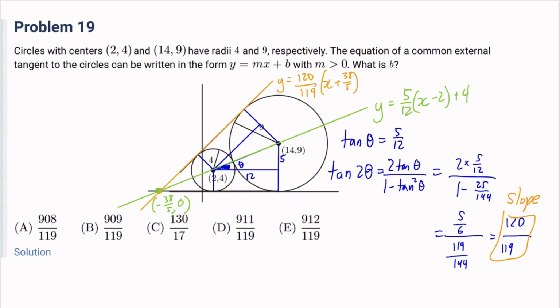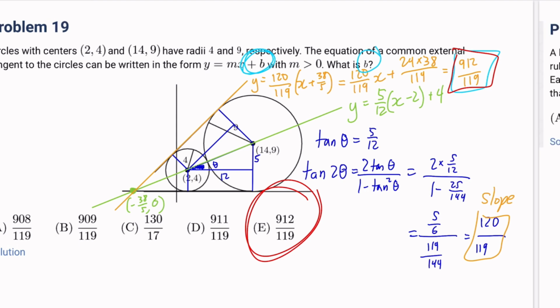And so this is going to be equal to 120 over 119x, and then we have to multiply these two. So if we do that, then that's going to be plus, all over 119, and then 120 divided by 5, so that should be, what is it, 24, and then times 38. 24 times 38, that's going to be 912, so this is 912 over 119. This is our y-intercept. And b is what we want, and b is the y-intercept, so we've got what we want. So this is the answer.